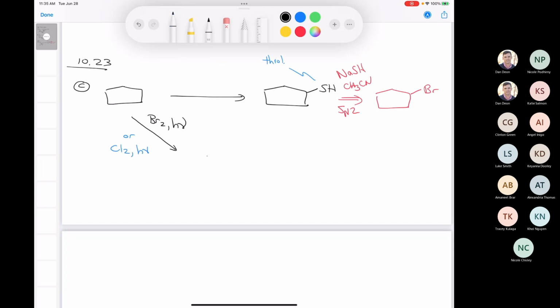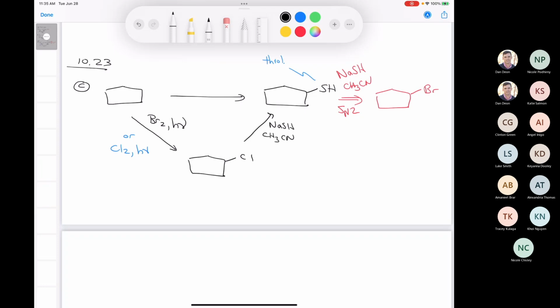Let's be cheeky. Let's write the chloro in. So this is chlorocyclopentane. And now we're going to do our SN2 chemistry. That's not a very pretty arrow. There we go. So we're going to use our sodium hydrosulfide. Good nucleophile. It's a weak base.